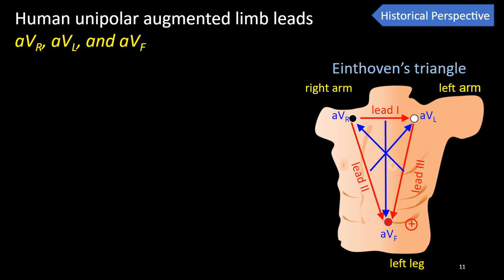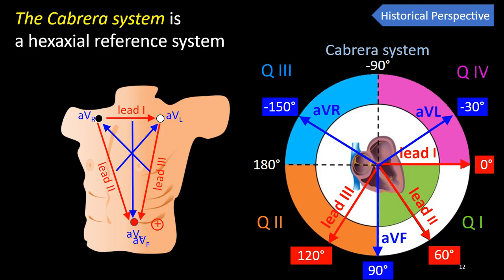Then along came Wilson in 1934, who introduced 3 unipolar limb leads, VR, VL, and VF, with R, L, and F short for right, left, and foot. His goal was to diminish the influence of the reference electrode. In 1942, Goldberger removed the resistor between the limb and central terminal to augment the lead voltages by 1.5 times, and the leads became known as the 3 unipolar augmented leads, aVR, aVL, and aVF, with the letter a short for augmented. And that is how we have 6 limb leads in total, 3 bipolar and 3 unipolar.